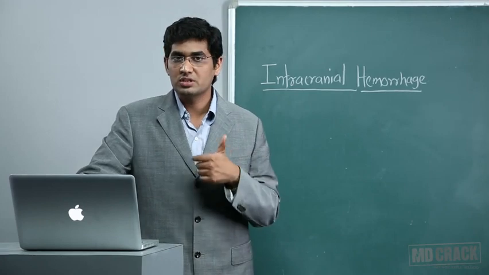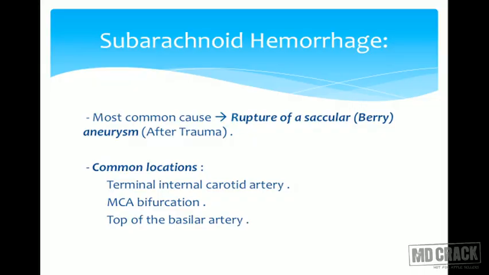So it was a discussion regarding intracerebral bleed. We have considered what is hypertensive bleed. Now, spontaneous bleed, the other commonest cause of IC bleed, is subarachnoid hemorrhage.